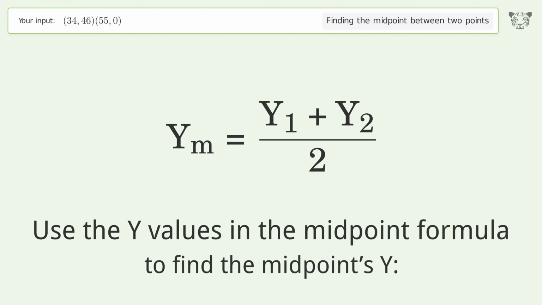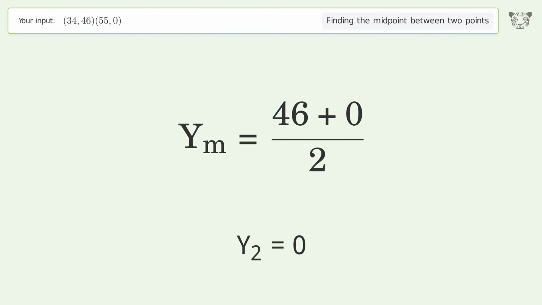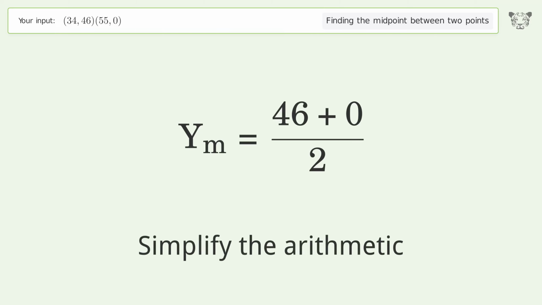Use the y values in the midpoint formula to find the midpoints y. y1 equals 46. y2 equals 0. Simplify the arithmetic.